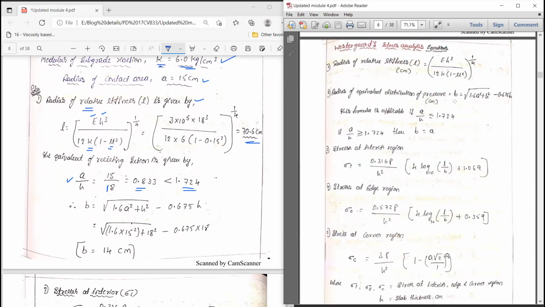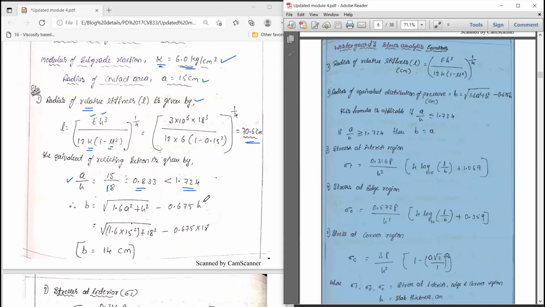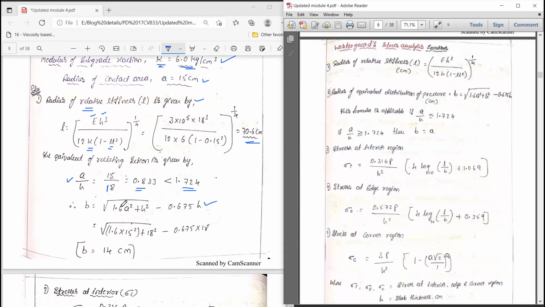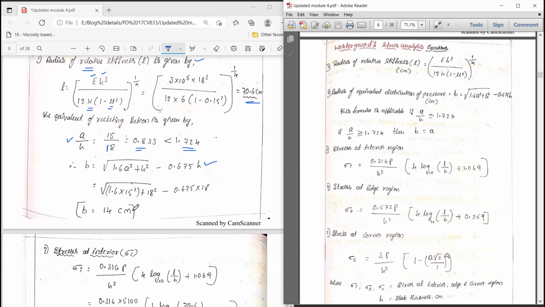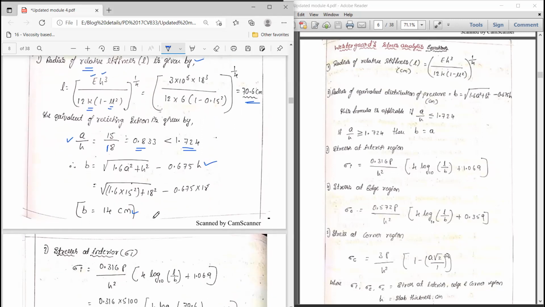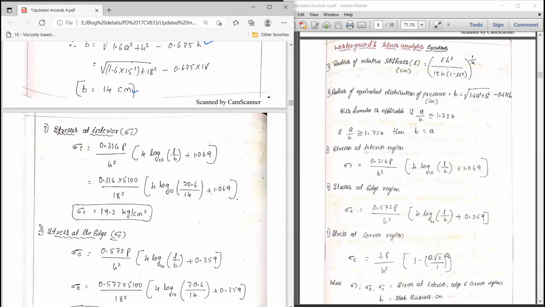Therefore, according to the Westergaard theory, if a by h is less than 1.724, you can use this formula to calculate b. All the data is available: a is known, h is known. So substitute all the values and calculate b. Once you have the b value, next you calculate the stress at the interior region, which is given by the formula. Stress at interior region, sigma i, is equal to 0.316 P divided by h square into 4 log of l divided by b plus 1.609.